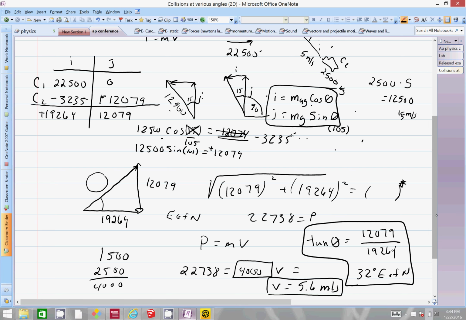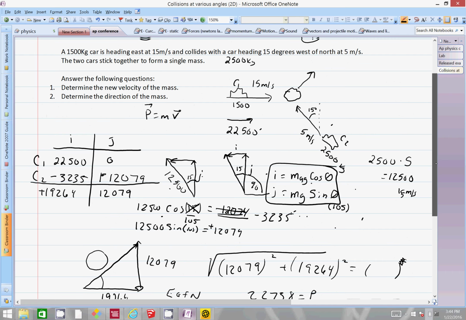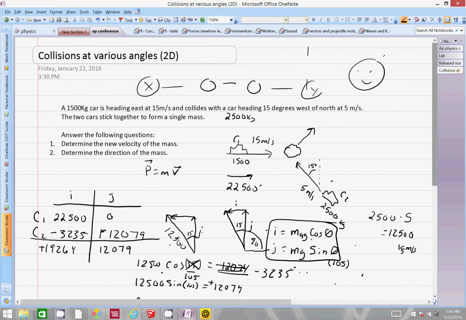Our overall goal is to see we've got two cars and they're colliding, form a new mass. I got 5 miles per hour, I got 15 miles per hour, 1,500 pounds, 2,500 pounds, or should say kilograms. It will then have a velocity of 5.6 meters per second, and the angle will be 32 degrees east of north. And that's that basic type of problem.